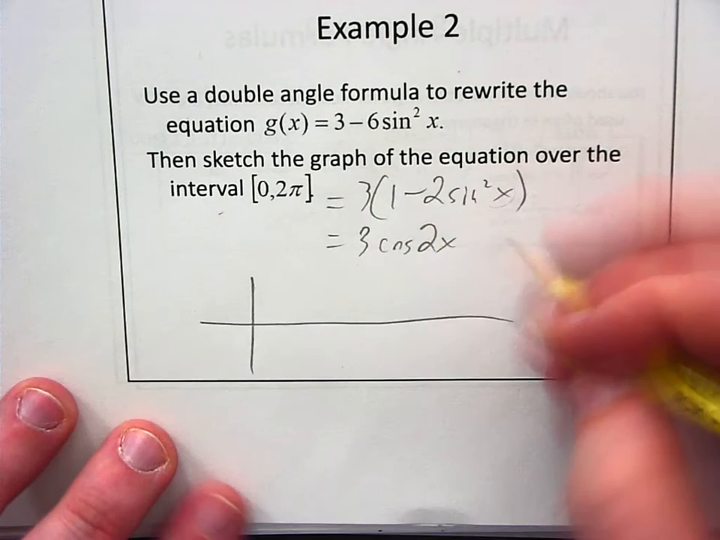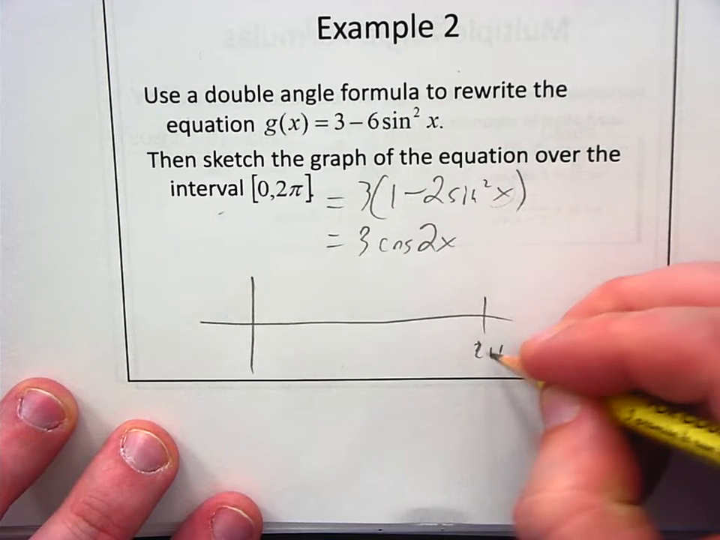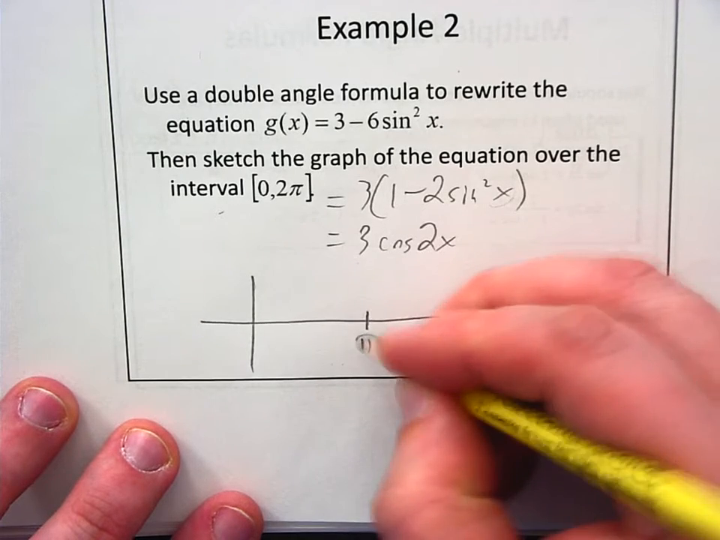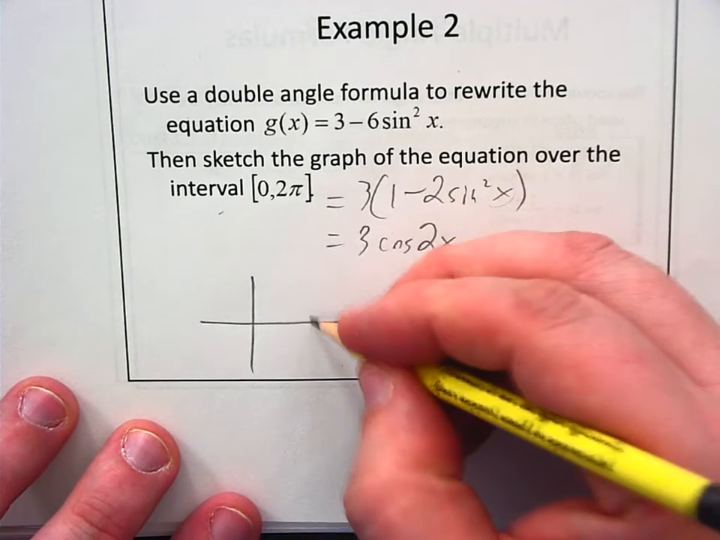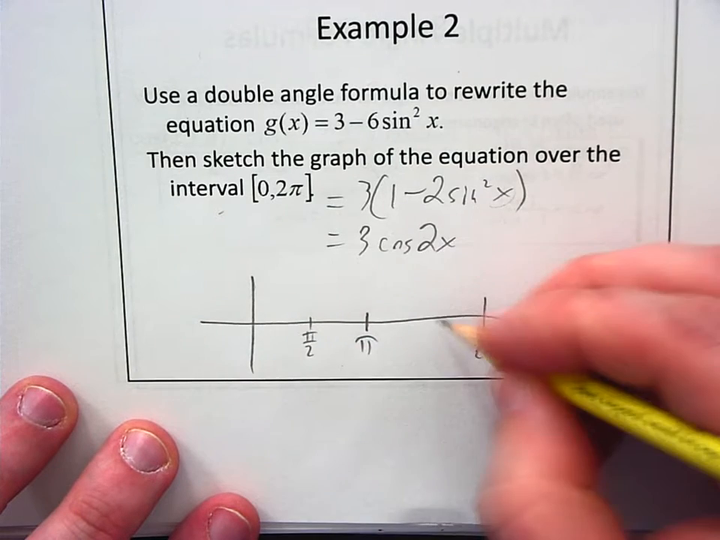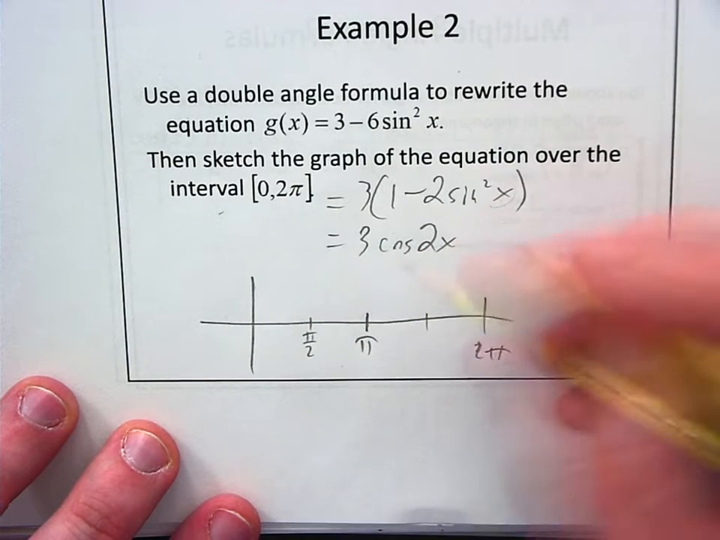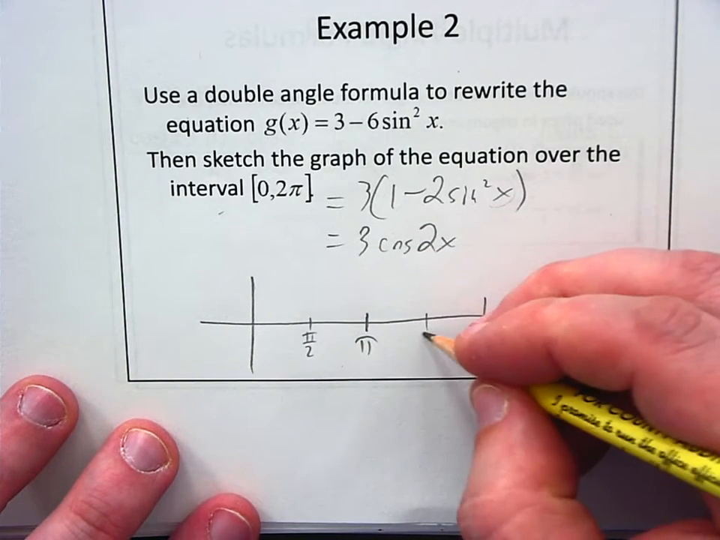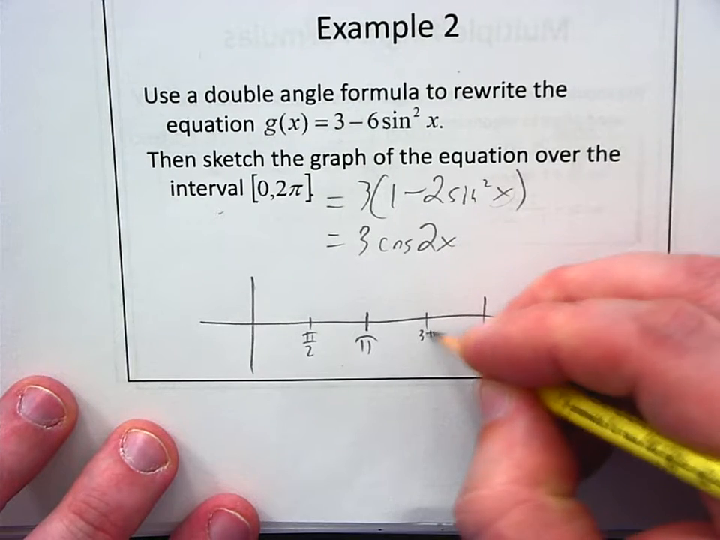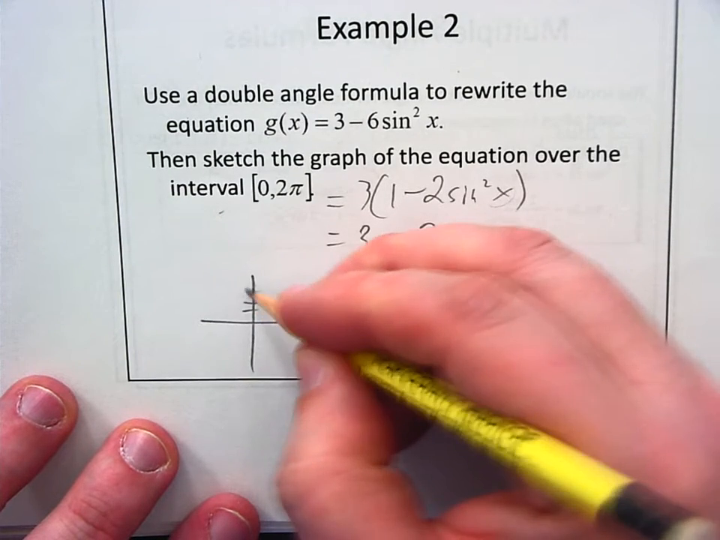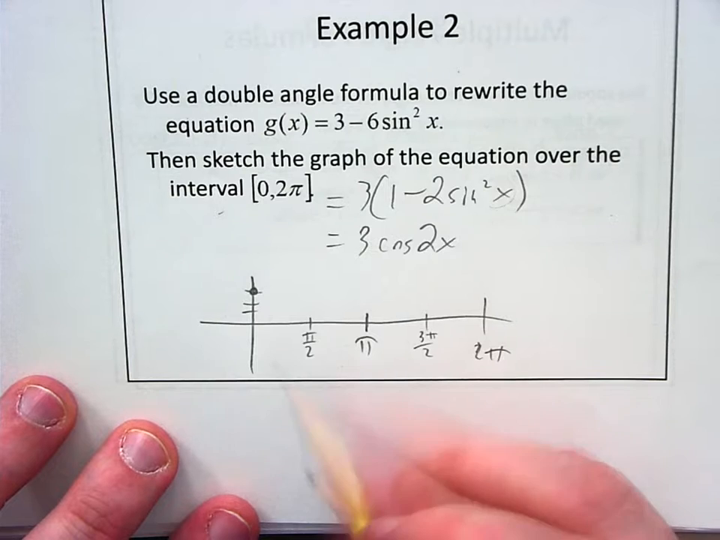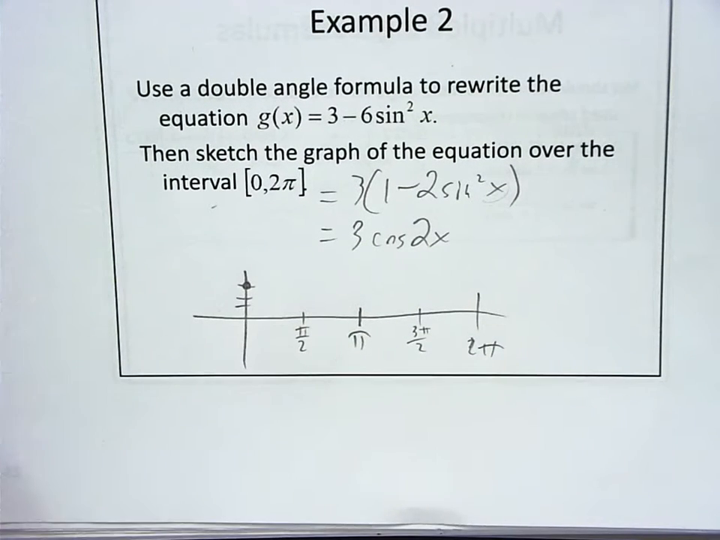So this thing says it wants you to graph it from 0 to 2 pi. But I know this thing is going to complete one full cycle within pi, so I'm going to put those there. Now the nice thing about cosine, this is just 3 times it. So where is it going to hit the y-axis at? Up at 3. Where else is it going to hit? Be up at 3.